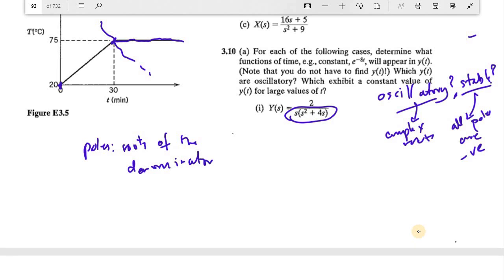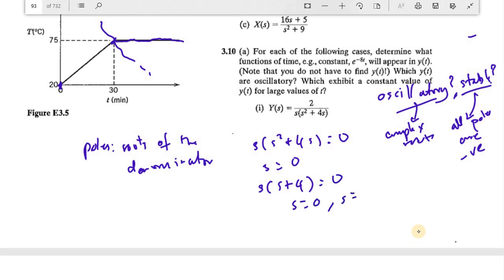What I'll try to do in this question is find the roots of the denominator, and then see if they are complex with negative real parts. In this problem, I have s into s squared plus 4s equal to 0. So s is equal to 0, and for the other factor, if I take a common factor of s, it becomes s into s plus 4 equal to 0. So s is equal to 0 and s is equal to minus 4.